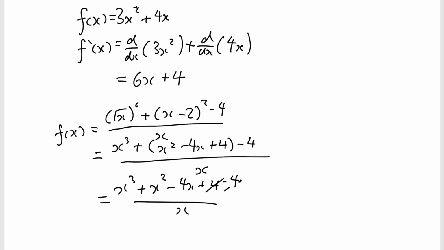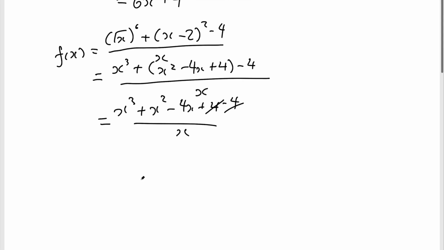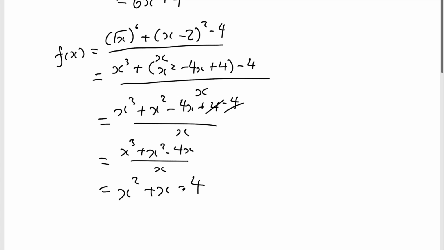You can cancel the 4's. Let me scroll down slightly. This is now x cubed plus x squared minus 4x over x. And of course we can cancel these x's, which is then x squared plus x minus 4. And now we've reached a point where differentiating this is easy, because if you were to take the f dash x of this, it is just now 2x plus 1.